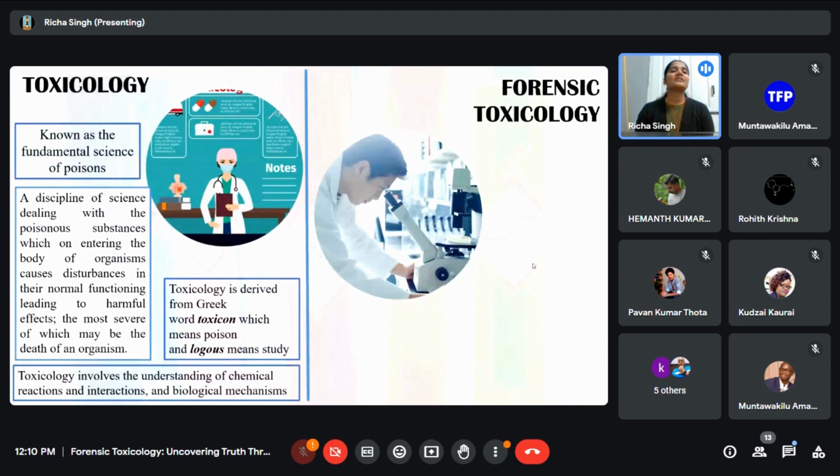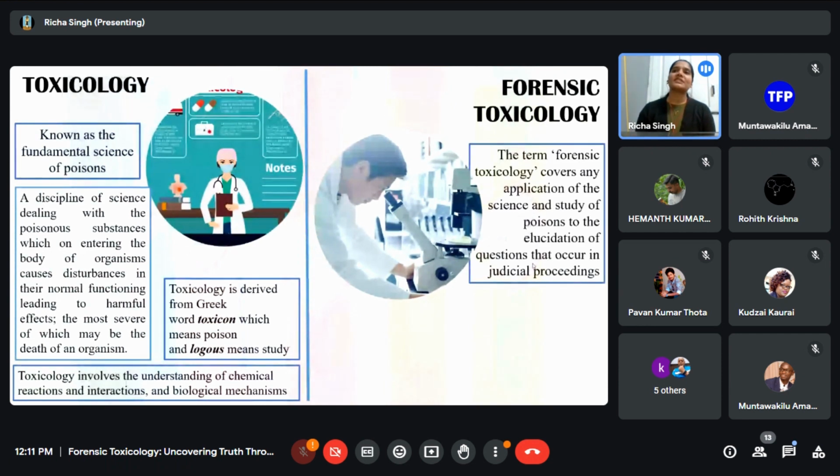We are very aware that there are different mechanisms that go on inside our body. And what do these xenobiotics, or the poisons that enter from outside into our body, do? They alter these biological mechanisms and this leads to adverse effects, the most severe of which can be the death of a person.